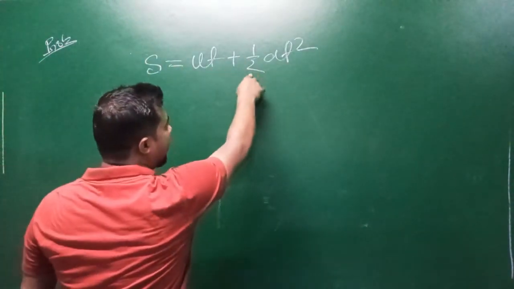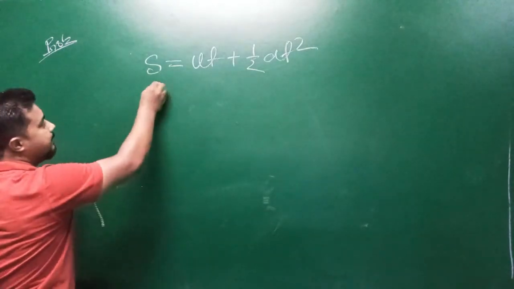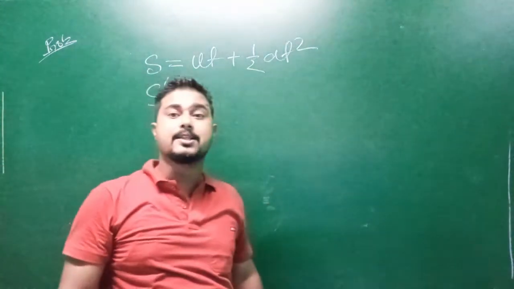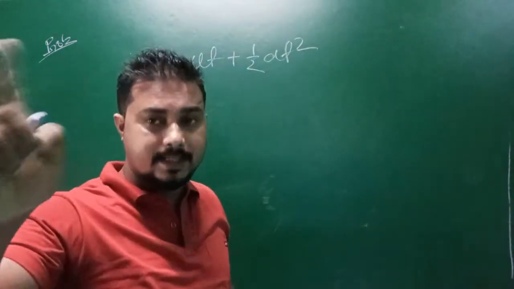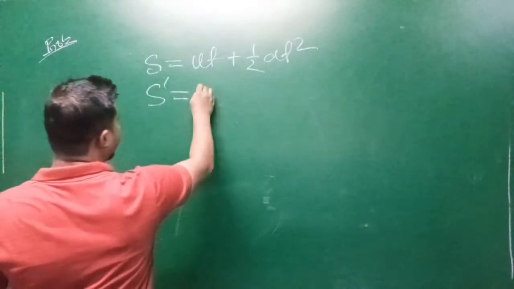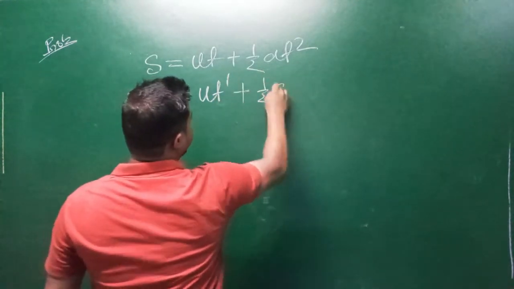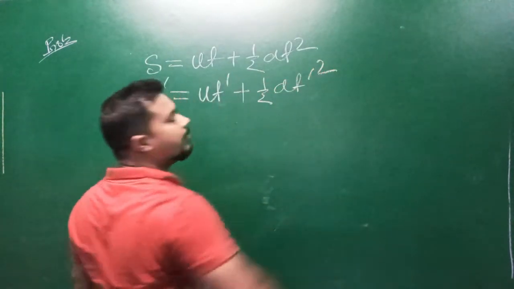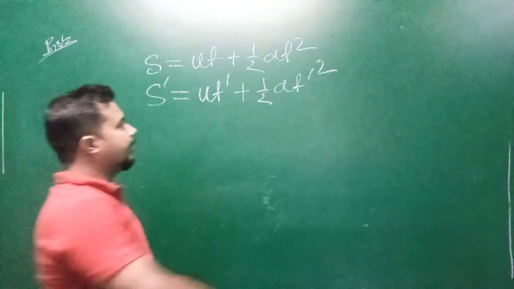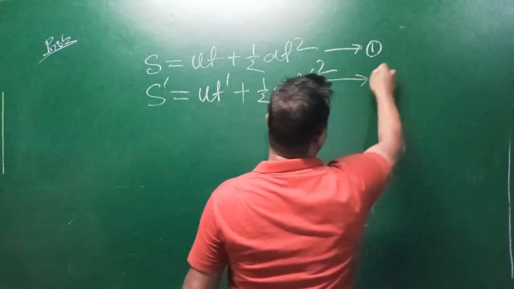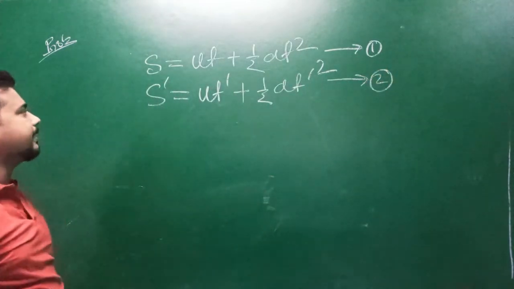Similarly, we can write s dash, meaning in time t dash the distance traveled by the body is s dash. So we can write s dash will be equal to ut dash plus half at dash square. These are the two equations. If we mark them equation number 1 and equation number 2, then next we divide.